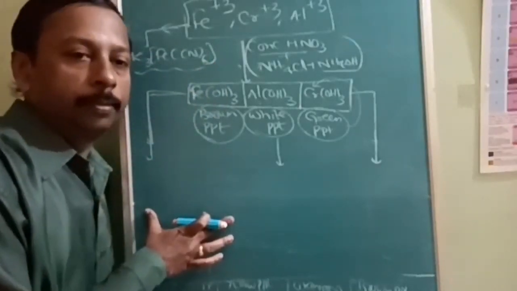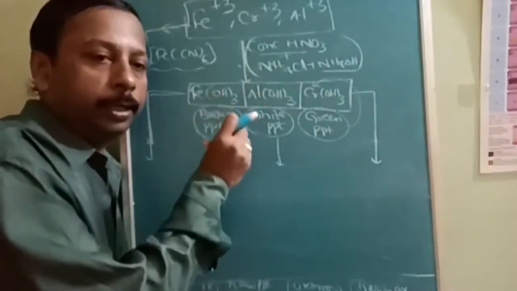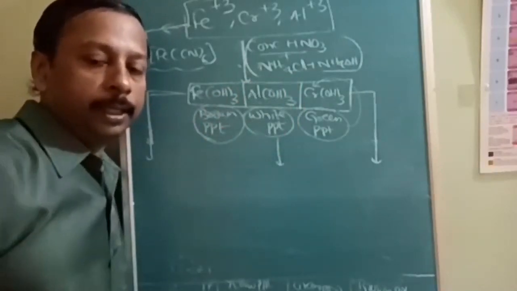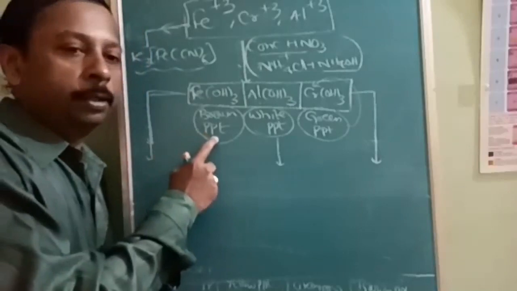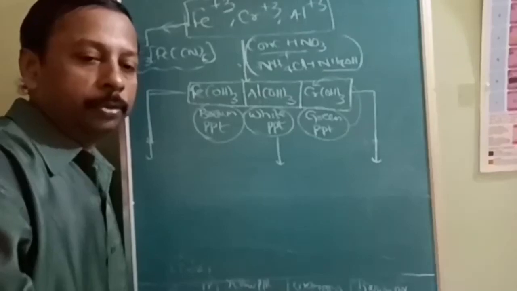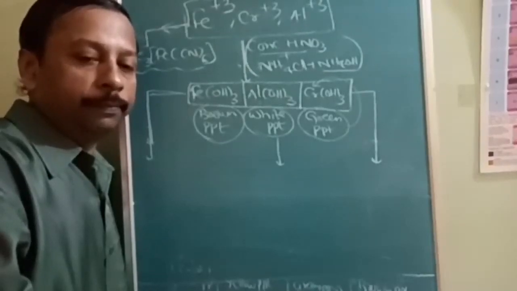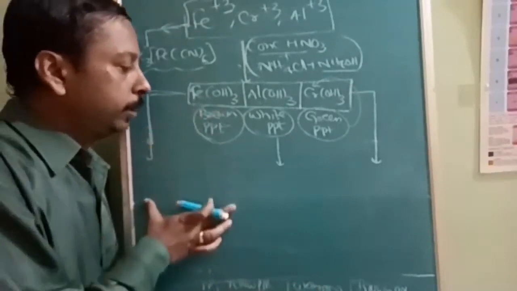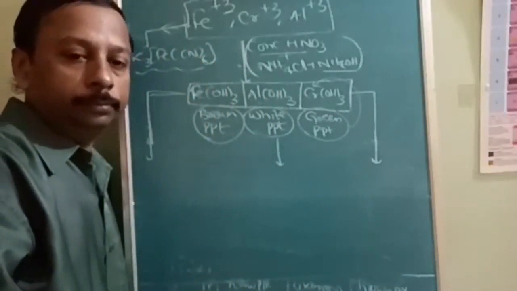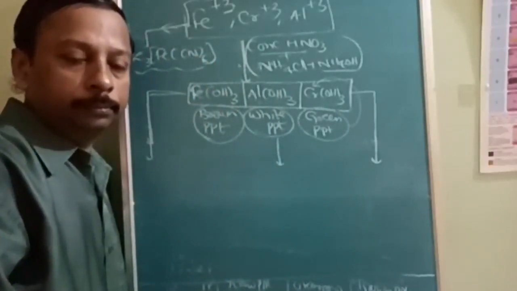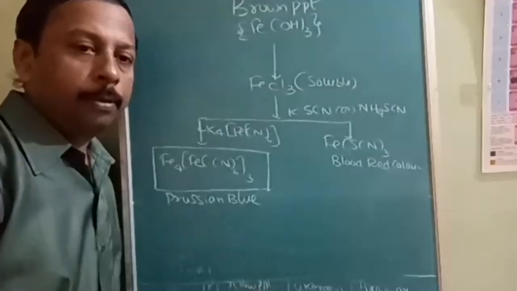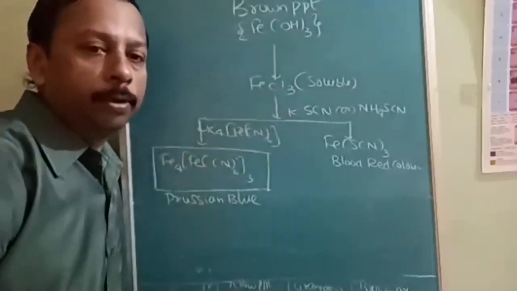So the next algorithm is: we take the salt, treat it with concentrated nitric acid, followed by ammonium chloride with excess NH4OH. We got which precipitate? Brown precipitate. Then what should we do? This is what we are going to proceed with. I think all of you made notes of this. Then we are going to study this, followed by this, followed by this. Now, first, the algorithm for the brown precipitate.